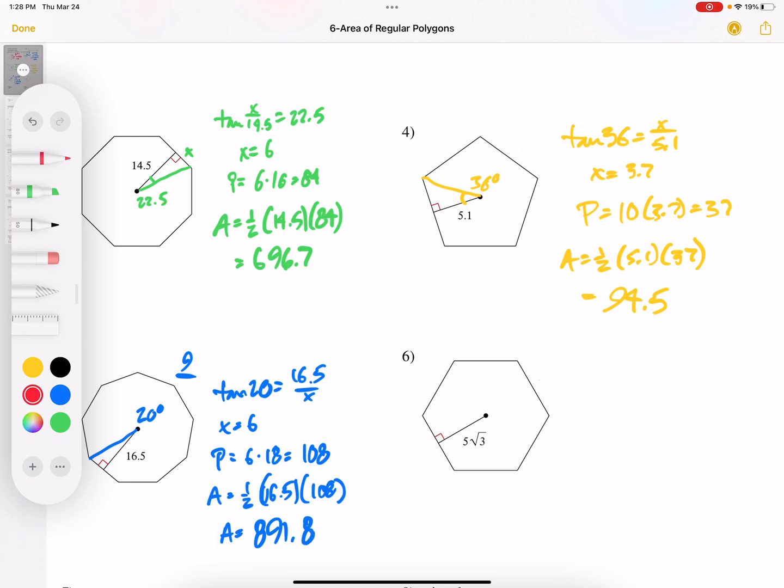Here we go. This is a hexagon. So we know this is our 30-degree angle. So if this bit is 5 square root of 3, that means this is 5, and this is, of course, 10. So my perimeter here is just 5 times 12, which is 60. So my area equals 1/2 times 5 square root of 3 times 60. So half of 60 is 30. 30 times 5 is 150. So it's 150 square root of 3.